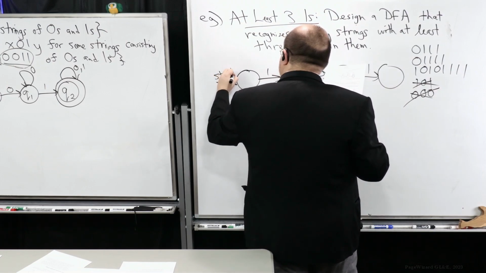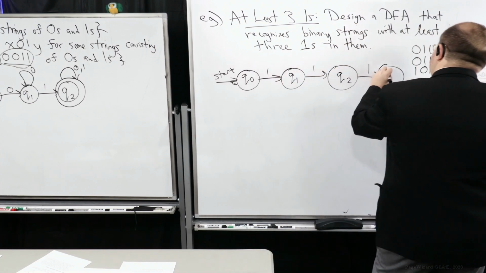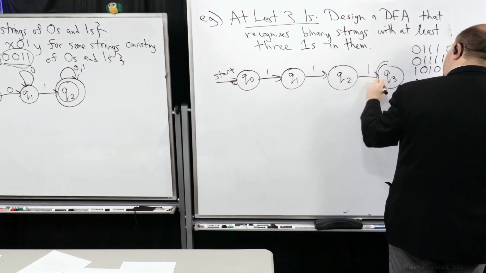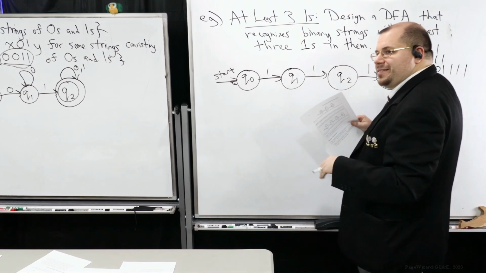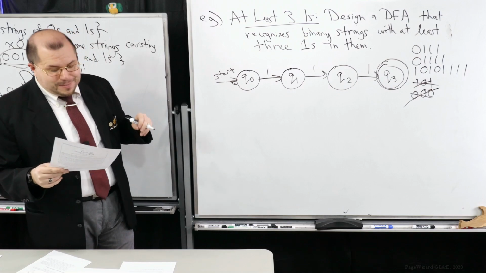So I'm going to make a start state, call it Q0, Q1, Q2, and Q3. If I can see at least 3 ones, then I'm good. Doesn't matter whatever follows after that. As long as I see those at least 3 ones, we're okay.